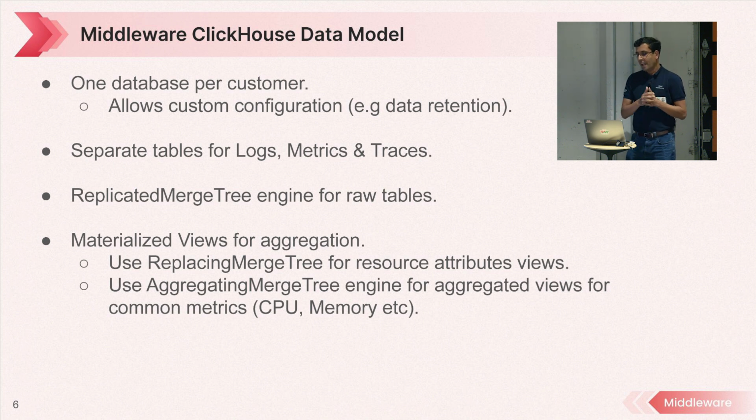And then AggregatingMergeTree for metrics. Metrics are most of the time aggregated over 15 minutes, 1 hour, 2 hours, whatever the time frame be. So AggregatingMergeTree for aggregating CPU and memory, so that when you log in, we show you, hey, how was your CPU consumption for this host over the last 1 hour? Those are pretty fast if we have a pre-canned materialized view showing you that data.